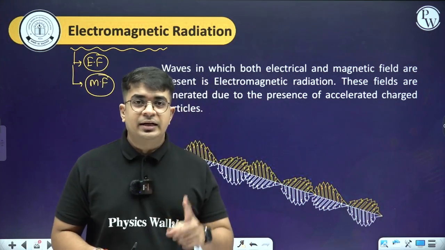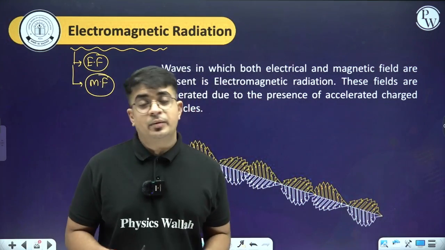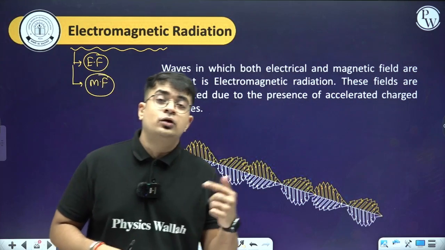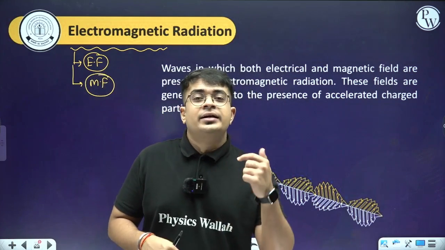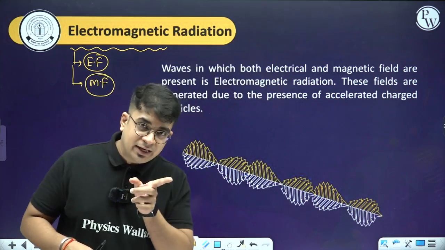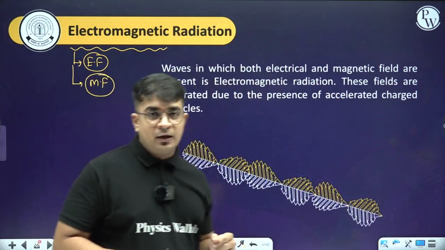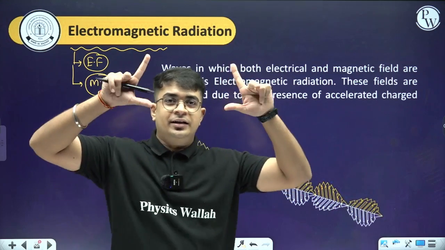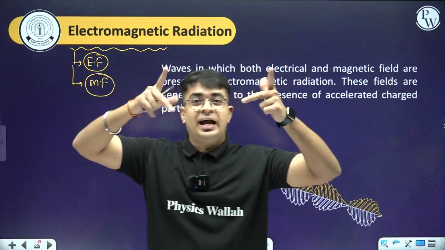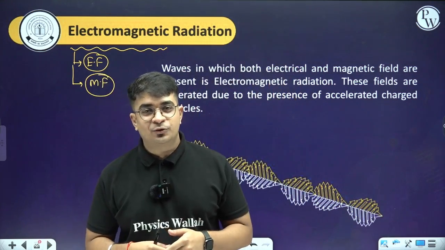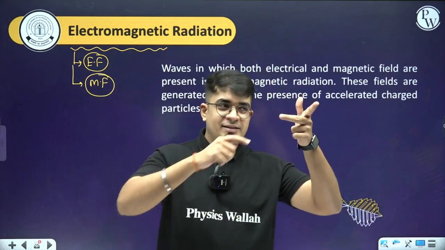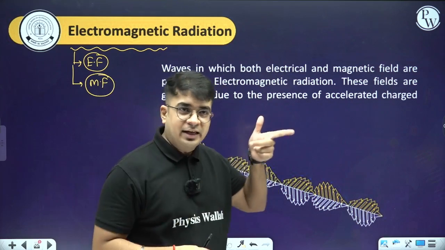Always remember that electric field and magnetic field are perpendicular to each other and perpendicular to the direction of propagation. Direction of propagation means the direction in which the wave is propagating. So you know this left hand and right hand thumb rule, hand rule from your 10th class. Let's say the first finger is the direction of propagation.